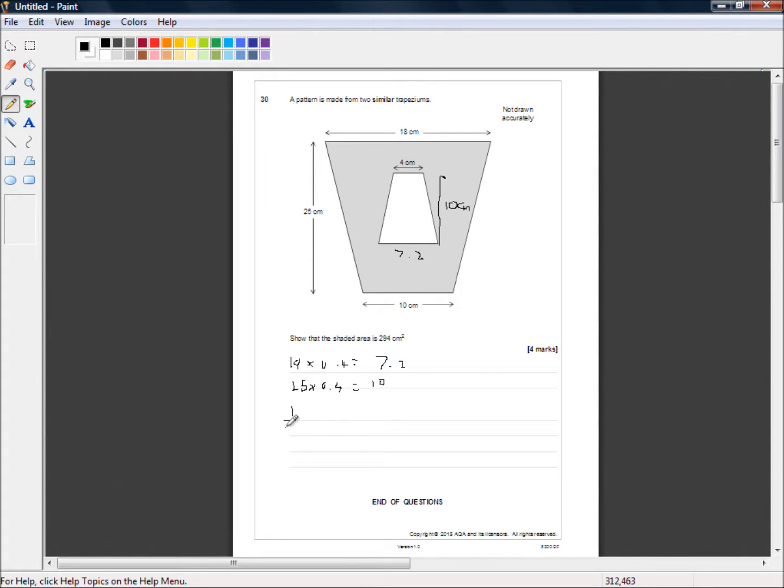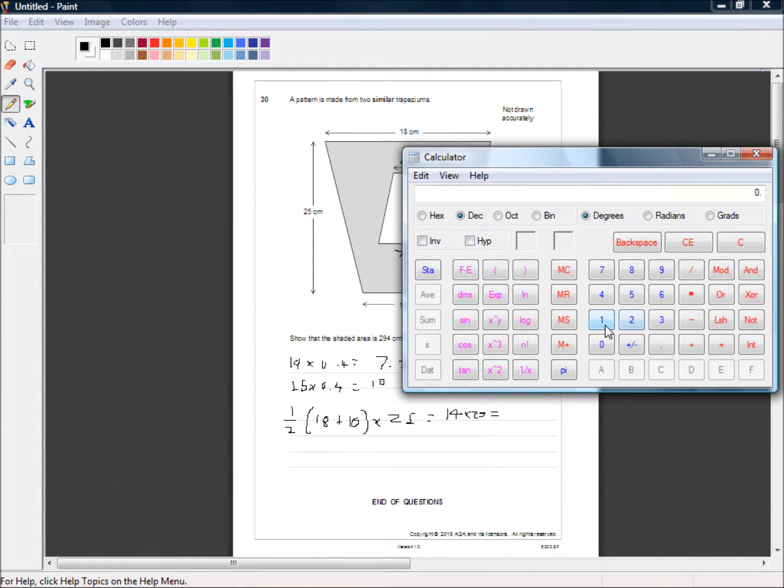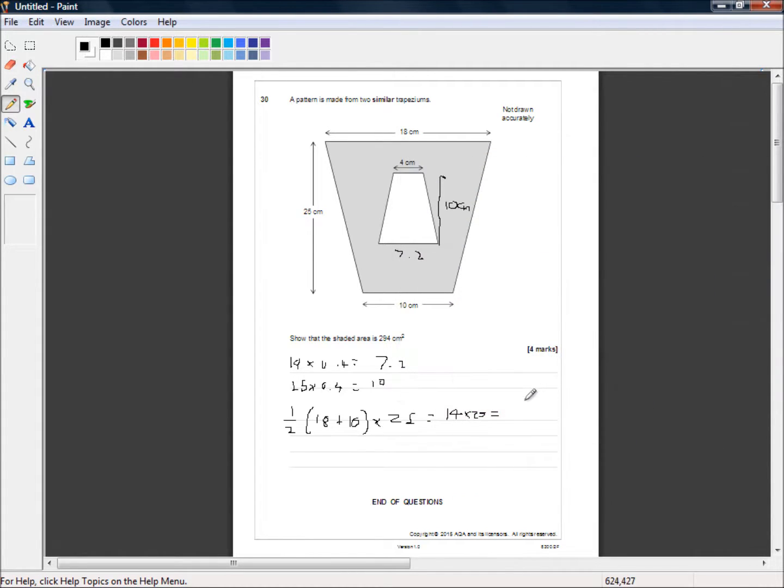So that's 1/2 into 18 plus 10, times 25, which is equal to 9 plus 5 times 25. 9 plus 5 is 14. So it's 14 times 25. Which is 350 centimeters squared.